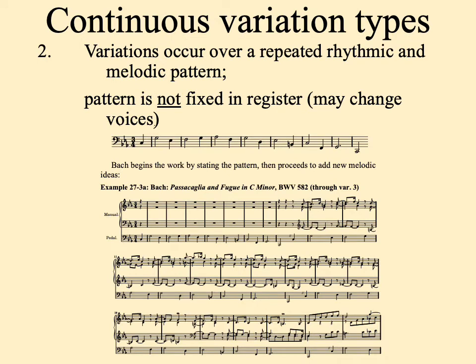Now if we were going to talk about that second way continuous variations happen, where there's a repeated pattern of rhythm and melodic intervals that moves to different registers, a great example I could use would be this piece, the Bach Passacaglia and Fugue in C minor. And again, he's used the word Passacaglia to describe this piece. That doesn't necessarily mean that this is exactly what a Passacaglia is and the only thing a Passacaglia can be, but what Bach does is he's got a repeated rhythmic and melodic pattern. It's that little thing that's on a staff all by itself at the beginning.